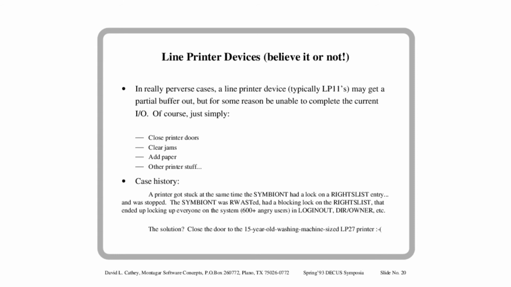And somebody else tried to access the rights list file. Well, they locked up waiting for the lock that the symbiont had. Well, since they locked up, the next person that tried to log in locked up, trying to access the rights list file. Somebody did a dir/owner, and instead of getting the owner field of the first file, they got locked up. We had a cluster with 600 people on about 8 nodes, all locked up because of a printer stall. Fortunately, on the node I was on at the time, I could chase down the locks and figure out it was a symbiont and found out it was in R-wait and went into the computer room to find out what it was. It was a stupid big washing machine LP27 with its door wide open, and I just reached over and closed the door. And 600 users were very grateful.